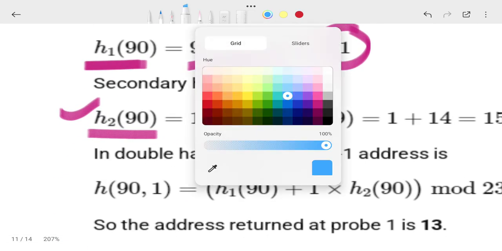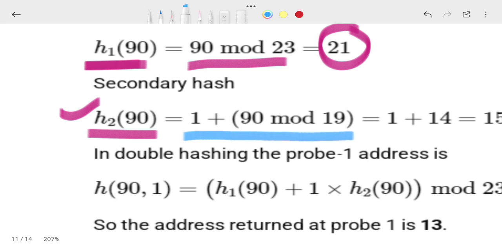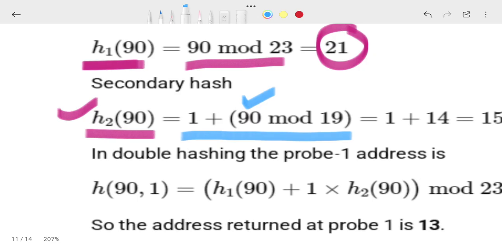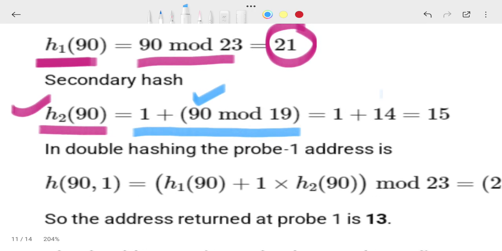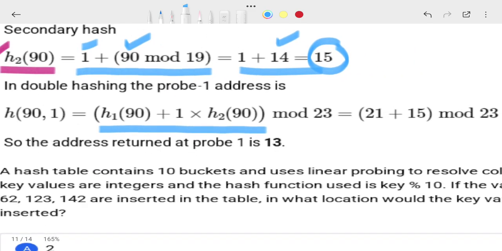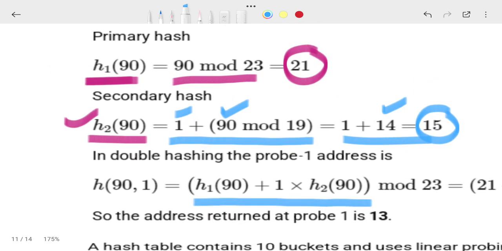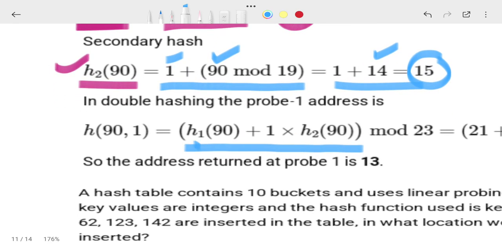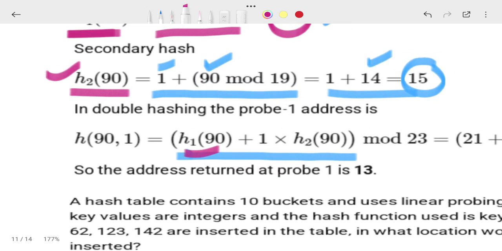So in the second hash function, what I am doing: 1 plus K modulo 19. What is K? K means key, and K is 90. So 90 divided by 19, the remainder is 13. So 13 plus 1 is equal to 14 and 14 plus 1 is equal to 15. Total 15 is there. Now whatever value I got, this 15, I will put with the value H1(K). H1(K) is equal to 21, and H2(K) is equal to 15. Probe is equal to 1.